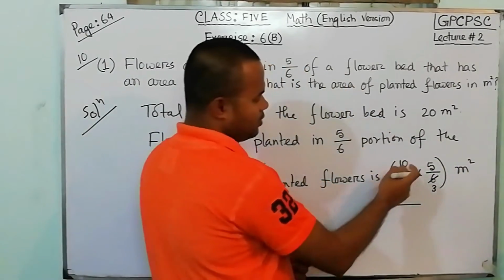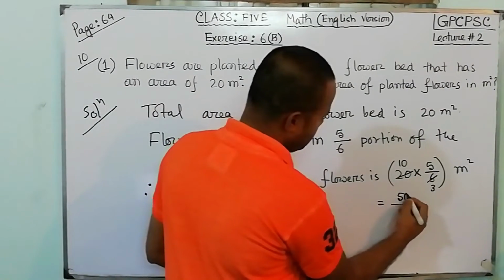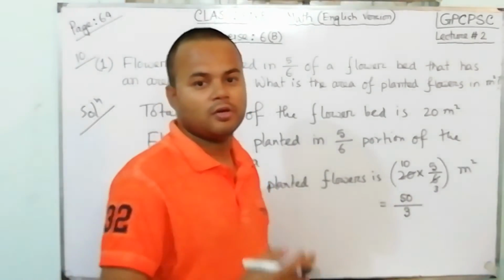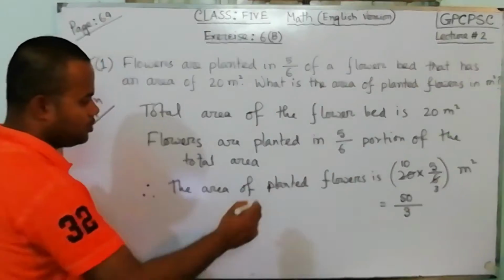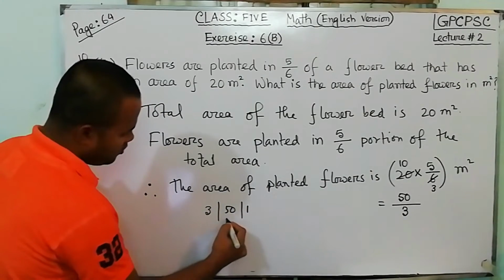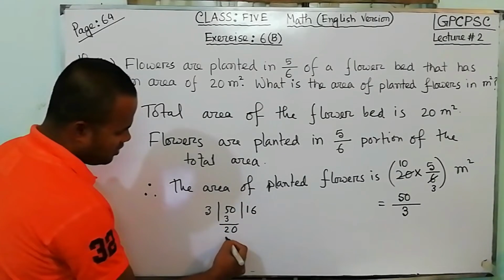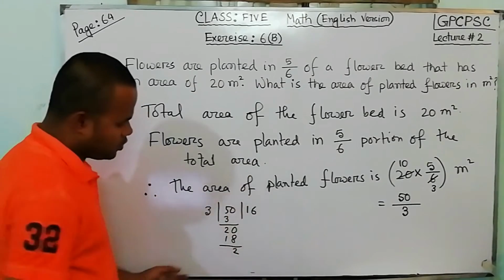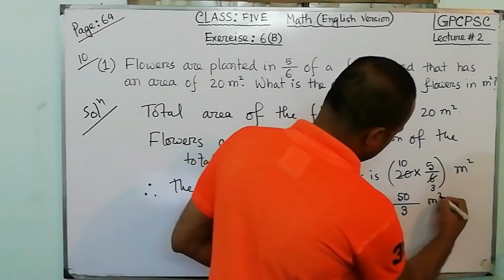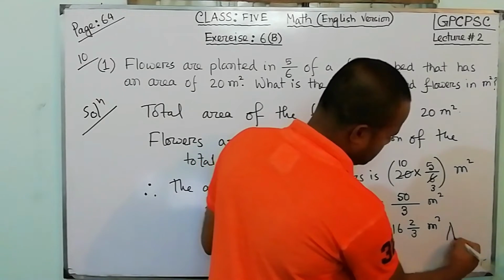So do multiplication here. 5 into 10, that is 50, and here only 3. We have to convert this fraction into a mixed fraction. If we divide 50 by 3, then we have 16 times, 3 times 16 is 48, remainder 2. So we have 16 whole 2 by 3 meter square. So equals 16 whole 2 by 3 meter square. That is the answer.